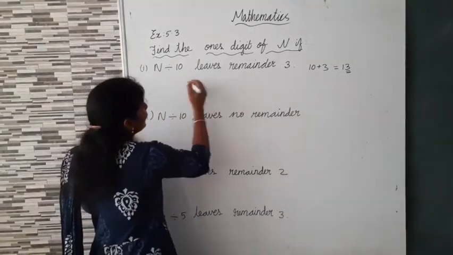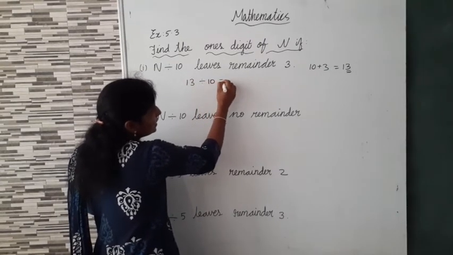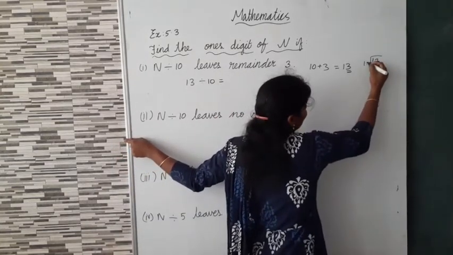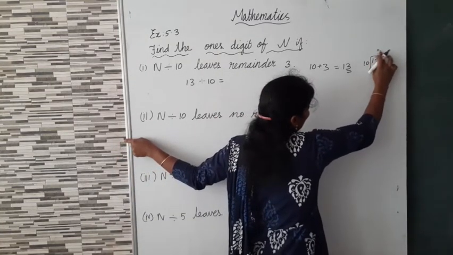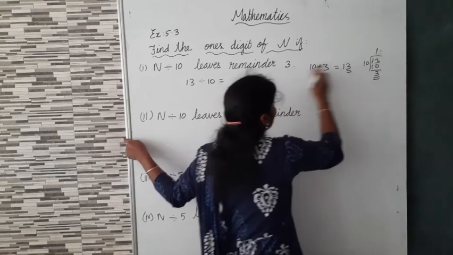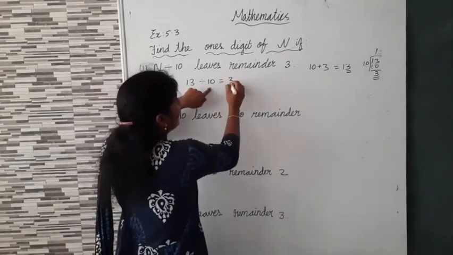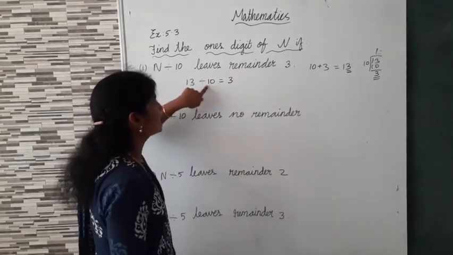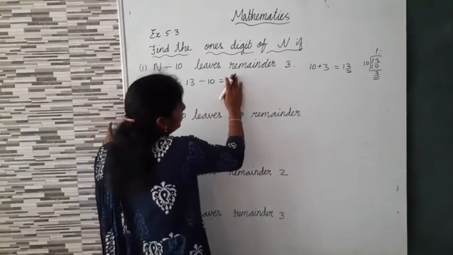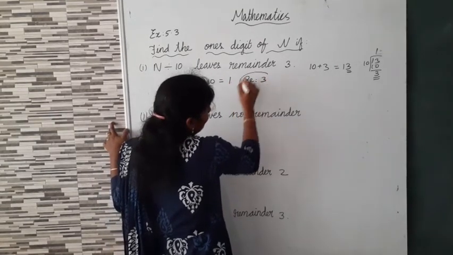Can we check? Take any number, now here 13. 13 divided by 10 is equal to remainder 3, isn't it? One 10 is 10. Here remainder 3. Did you get remainder 3? Yes. 13 divided by 10 is equal to remainder 3, but the quotient is 1. Okay. Quotient 1, remainder 3.